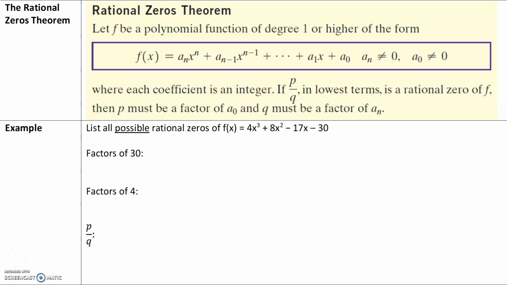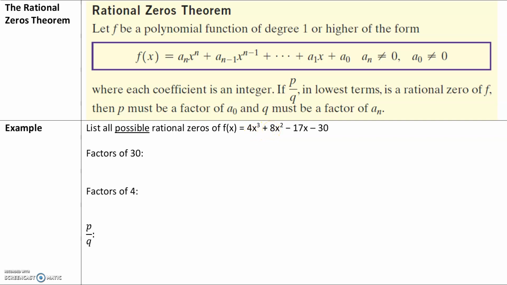In the second part of section 5.5, we will talk about the rational zeros theorem. In the first section, we were given the zeros, and from there, we built a polynomial. In the second part, we will be given a polynomial, and we will have to find the zeros of that polynomial. For example, we want to find all the zeros of the polynomial 4x cubed plus 8x squared minus 17x minus 30.